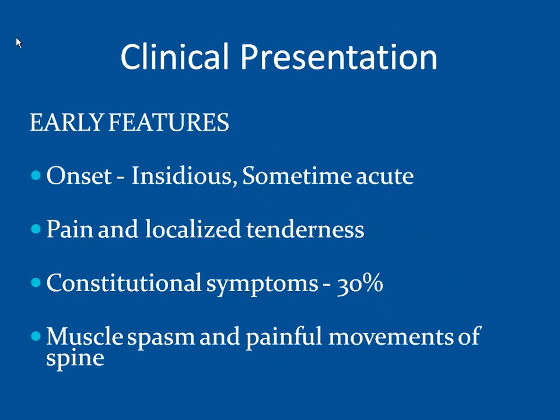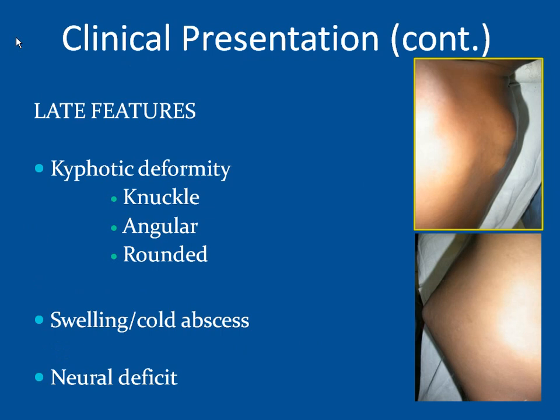So early features that we have in this disease are the onset of the disease is quite insidious. Sometimes it could be acute. However, there is pain and localized tenderness. Constitutional symptoms are present in about 1/3 of the patients, and they present to you with muscle spasms and painful movements of the spine. However, in the late stage, what happens is that you get a kyphotic deformity of various types, and you could get a knuckle deformity, angular or rounded kyphosis, and the patient may present with swelling, collapses, or a neural deficit, and that becomes a very late stage.